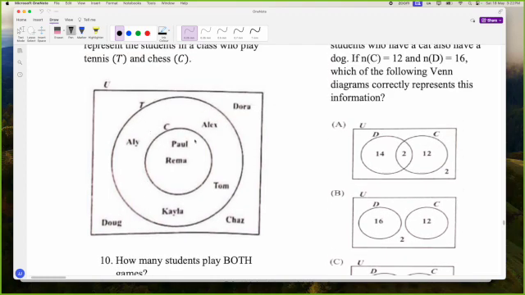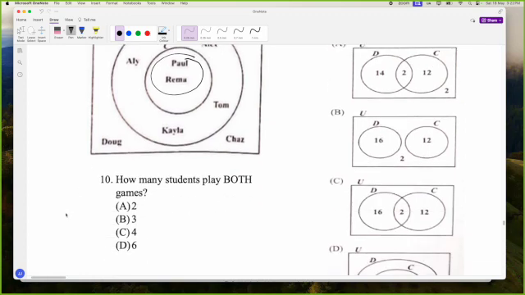Well, we have these 2 students here that play chess and tennis, so it'll be 2. And remember, you're not ticking, you're shading. I'm just ticking because shading takes me a little while to do, and it's easier for me to just tick it. Remember, you shade, right?